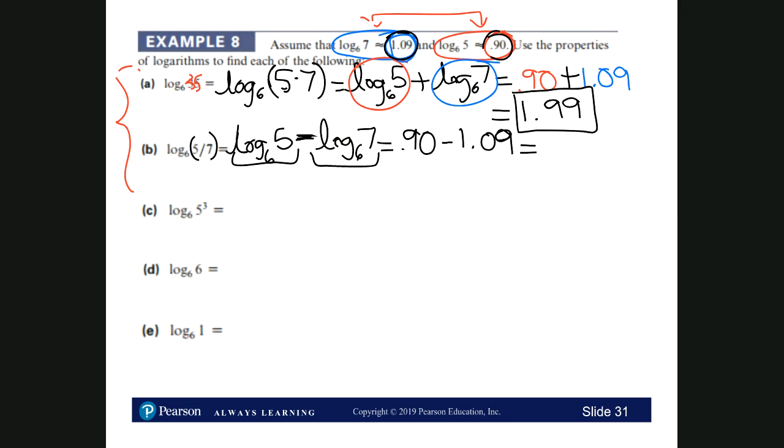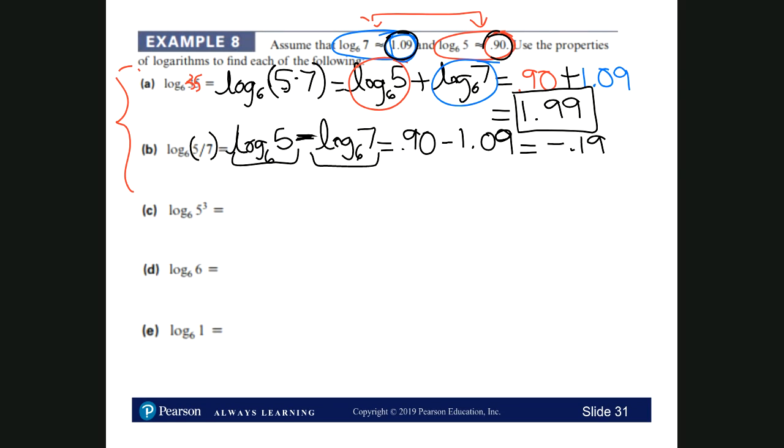And then if we subtract those two numbers, we are going to get negative 0.19.